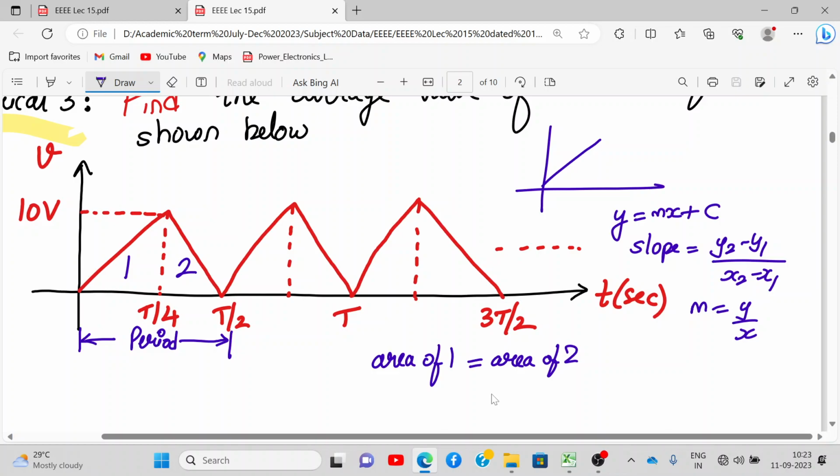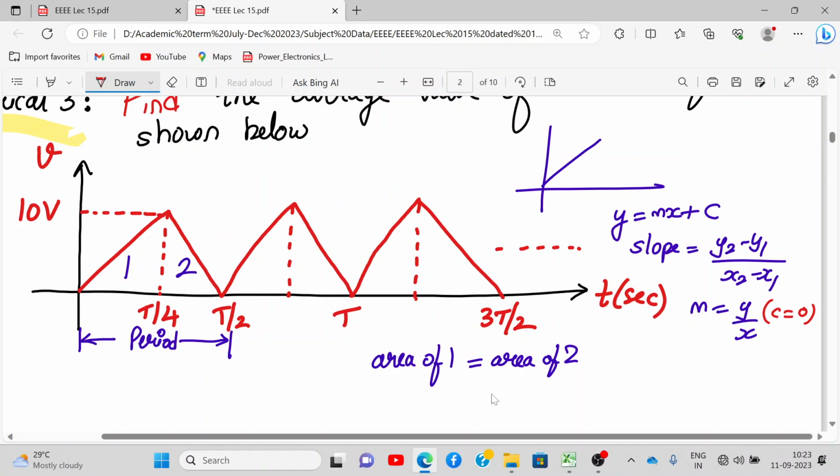See, its y intercept is 0, right? C is 0, right? Please concentrate over here. Here c is 0. So m is y by x. What is y over here? 10. Got it? And what is x over here? T by 4. Why T by 4? Because we are counting till here. This is area of first.